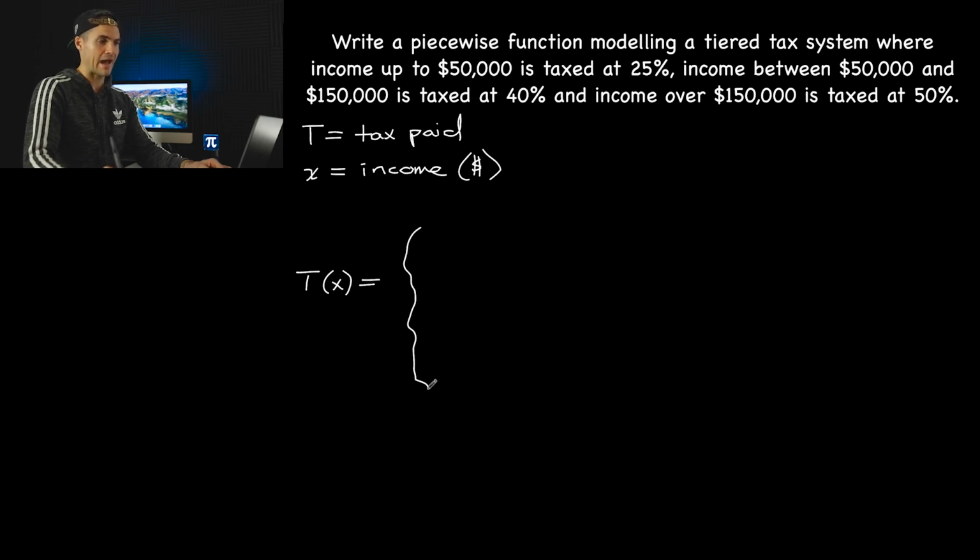Now, because we had 3 different intervals, we're going to have 3 different pieces for this piecewise function. So the first thing I want to actually label here in the piecewise function is our domains. So the first one, remember our income, when our income is between 0 and 50,000.